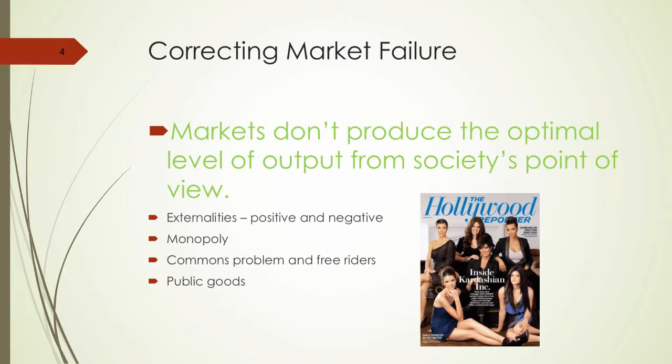So how do we correct market failure? Well, it depends on the market failure we're talking about. When we deal with market failure, we're facing a situation where markets don't produce the optimal level of output from society's point of view. So in the case of the picture here, it might be that we have too much Kardashian in the world, that it's an overproduction of something. It's not optimal from society's point of view. And as we look at these market failures, that's really the focus: whether or not there is something going on that causes there to be too much or too little of something produced from society's perspective.